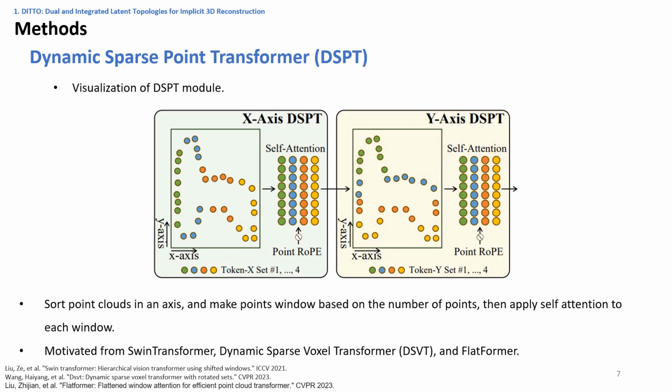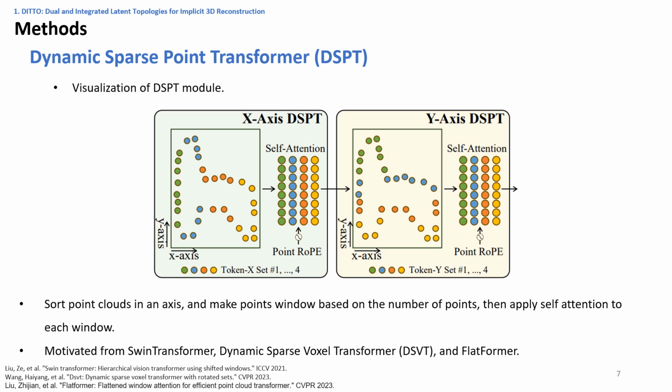This section provides details about the DSPT module. DSPT functions as a window-based transformer, similar to Swin transformer, DSVT, and FlatFormer. In a DSPT module, the point cloud is sorted based on the coordinate of a specific axis. The point cloud is then divided into point windows, each containing an equal number of points. Within each window, positional encoding and self-attention are applied. After processing, the updated point features are restored to their original order.